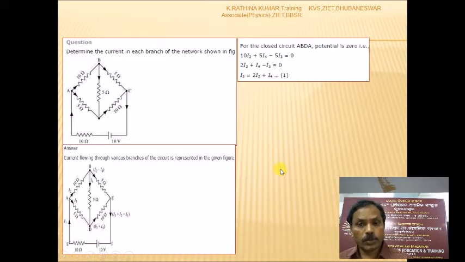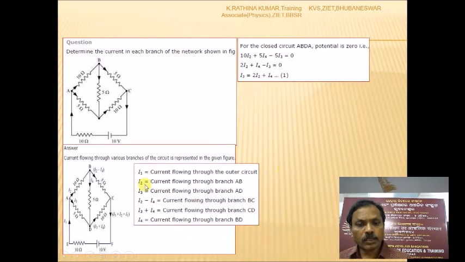Then let's see this equation. For each and every branch, according to Kirchhoff's law, we have to find I1, the current flowing through the outer circuit, I2, the current flowing through the branch AB, and I3, the current flowing through the branch AD. Then I2 minus I1 is the current flowing through the branch BC. So for each and every branch, I should let you know how this current is distributed.